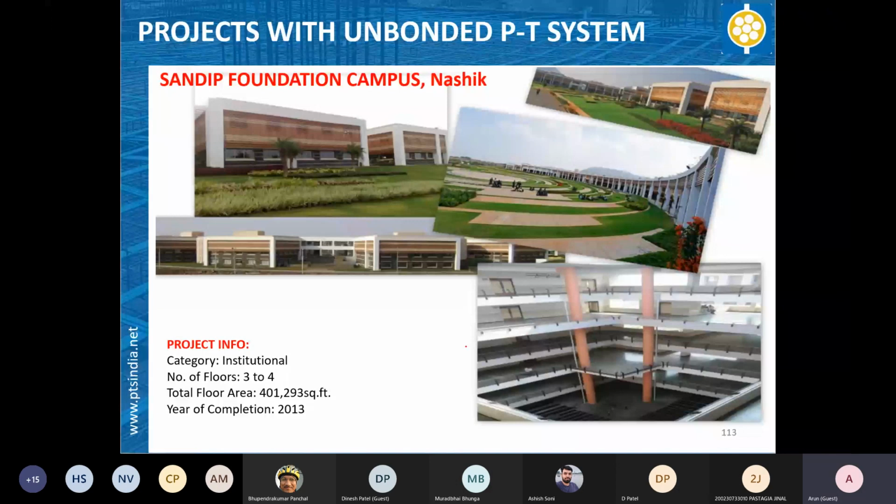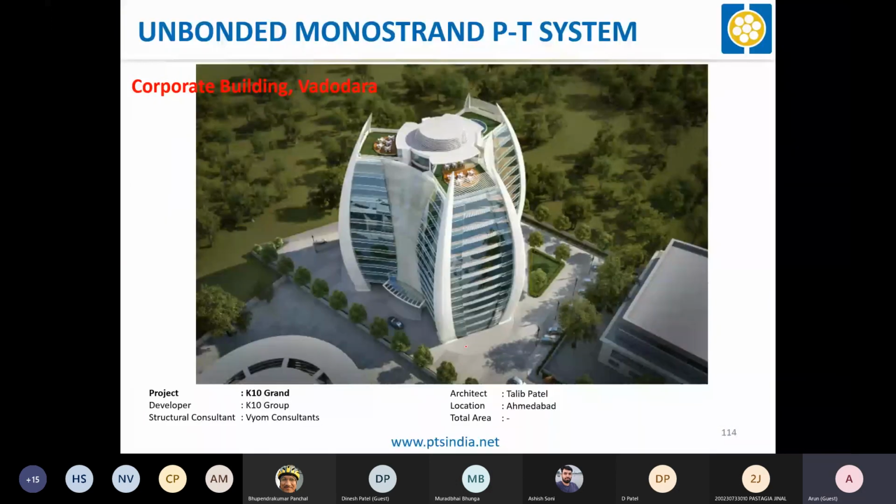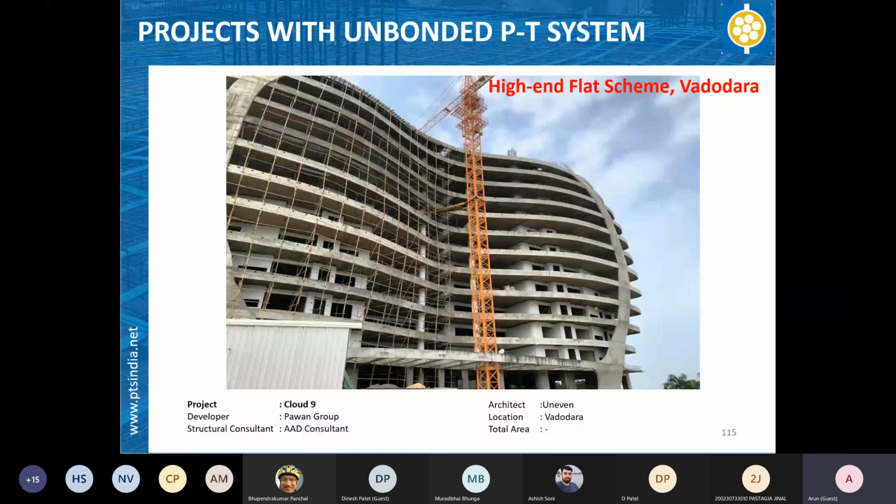This is an iconic shape constructed in Baroda, a corporate building. You can see the shape of the building. So any shape can be materialized with the help of this PT system. Again, you can see the shape. This kind of shape is also materialized with the help of this kind of PT system.